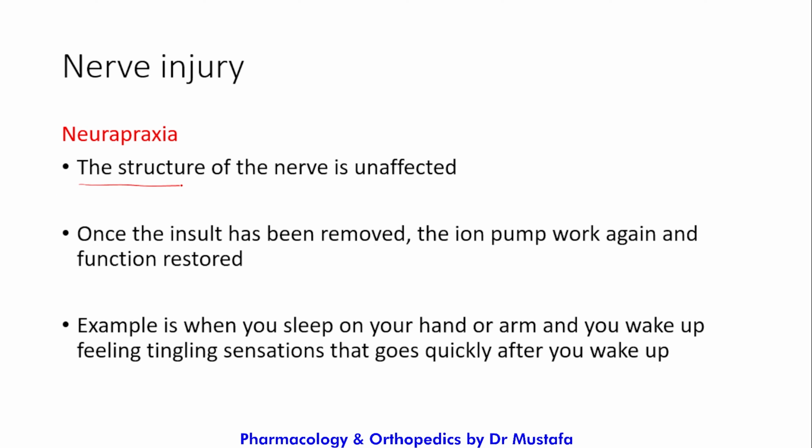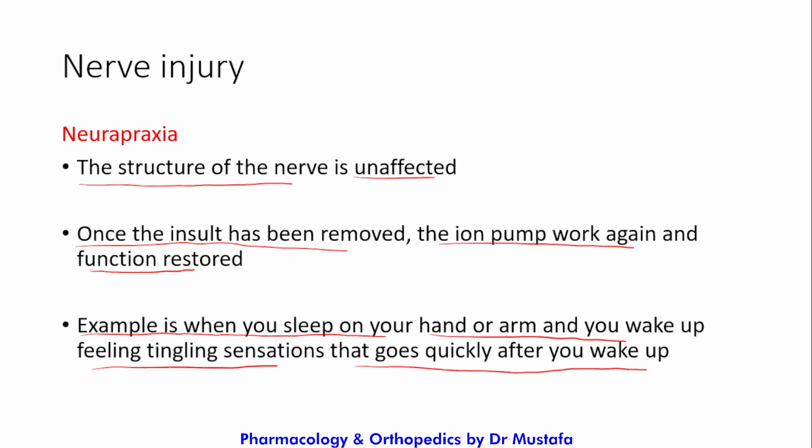So the structure of the nerve in neuropraxia is unaffected, and once the insult has been removed, the ion pump works again and the function is restored. An example of neuropraxia is when you sleep on your hand or arm and you wake up feeling tingling sensations that go away quickly after you wake up. After a little bit of removing the pressure on your hand, you find out that the tingling sensation has gone away. That's what we mean by neuropraxia.